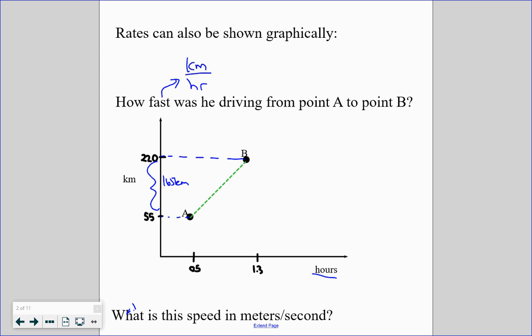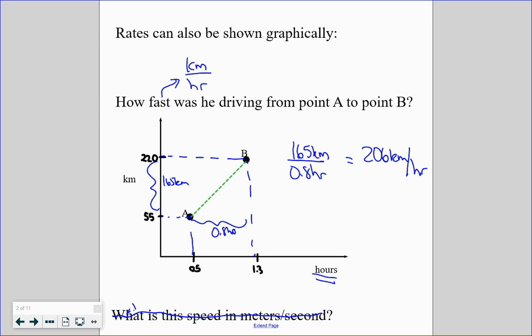And he covered that in, so from 0.5 hours to 1.3 hours. So how far is that? So again, if I subtract that, I get out 0.8 hours. So he did 165 kilometers in 0.8 hours. So again, if I divide those two, so 165 divided by 0.8, I get out 206.3. So 206 kilometers per hour. So in other words, this person is going insanely fast. Okay, so we're not going to worry about the meters per second. Okay, we will just leave that off.